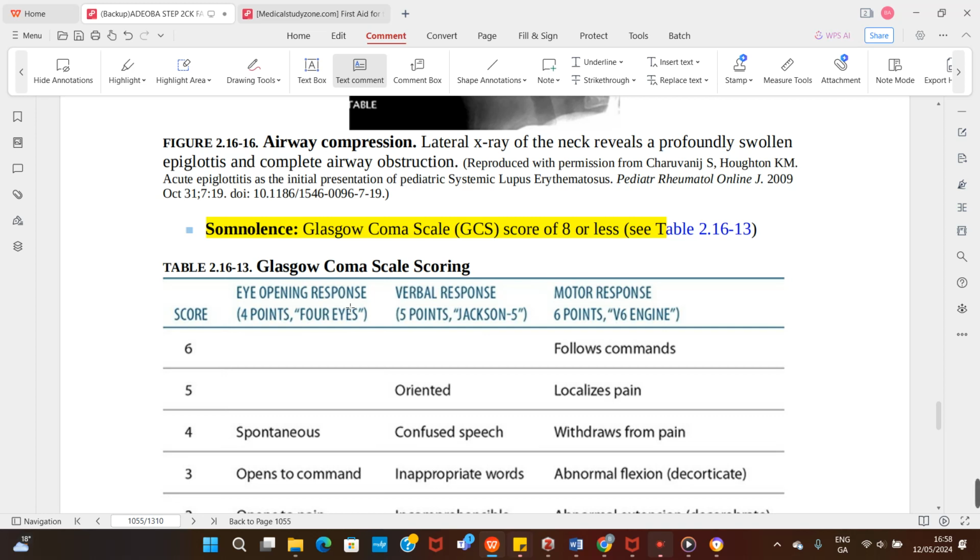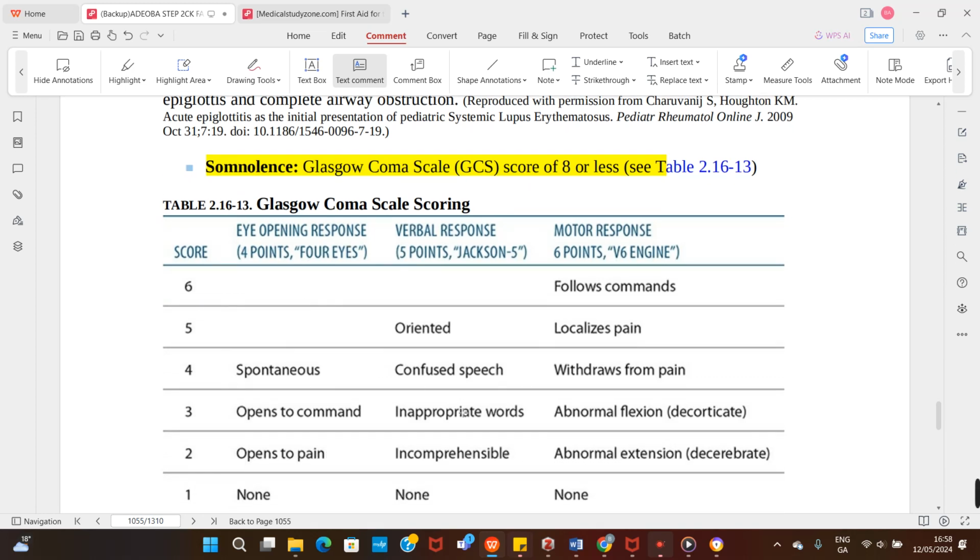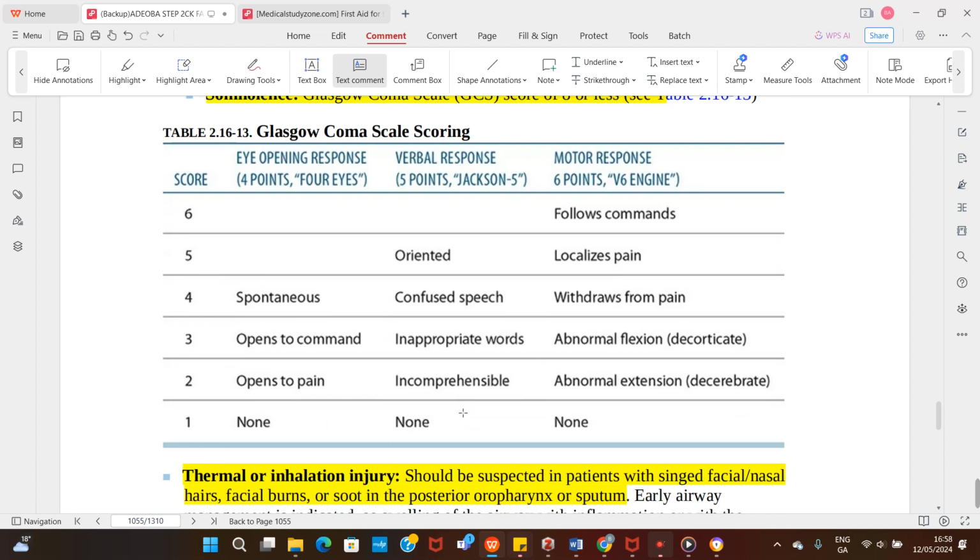We want to quickly consult ICU, or find a way to secure that airway as soon as possible by intubating that patient. So once you get the GCS score to be 8 or less, you must definitely intubate the patient. And this is just an overview of how to calculate the GCS score. The eye opening is the lowest, 4 is the maximum you can get. Next is the verbal, 5 is the maximum, and the motor, 6 is the maximum.